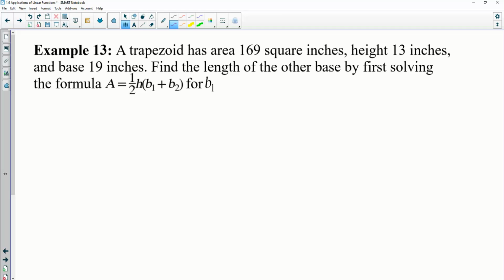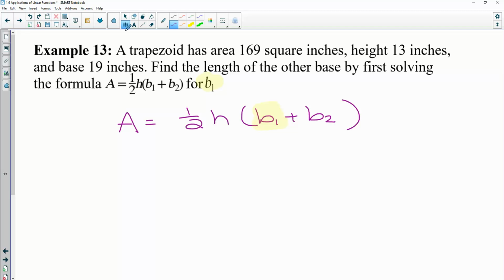So a trapezoid has area 169 square inches, height 13 inches, and base 19 inches. Find the length of the other base by first solving this formula for b sub 1. So I'm asking you, first thing, to solve for b sub 1. I need to get the b sub 1 by itself here. Not going to get a number answer yet. I'm just rewriting this formula.